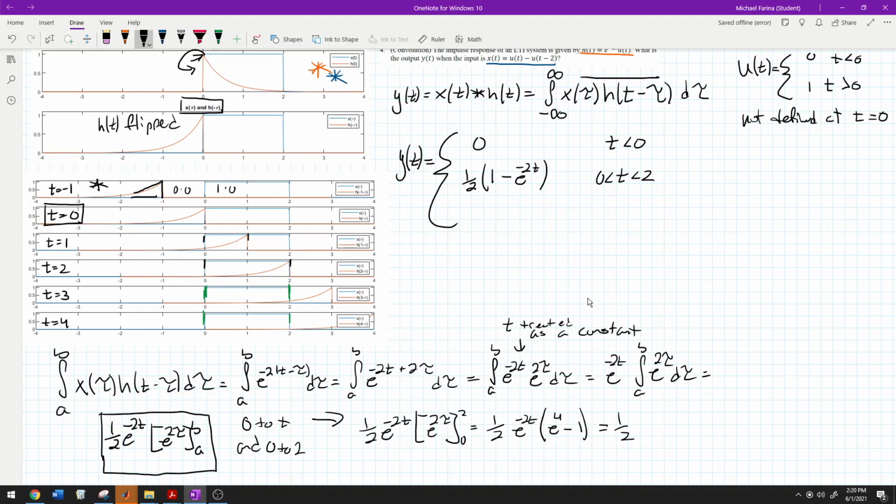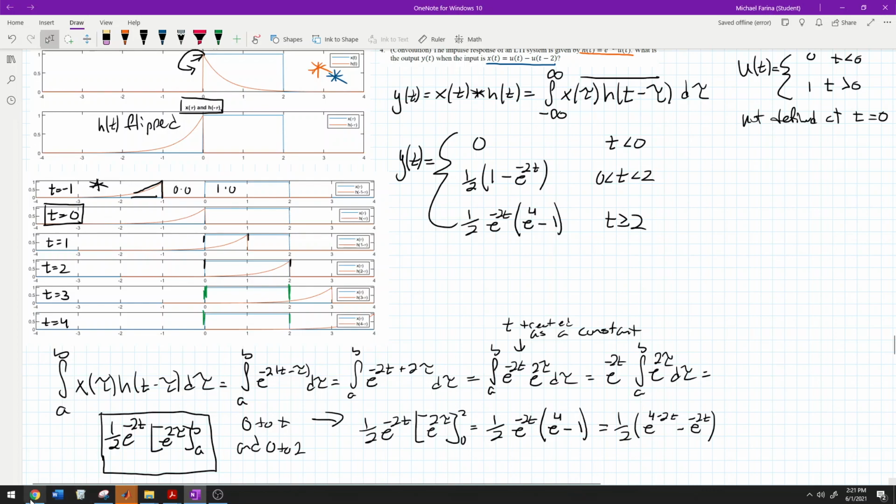Well, I guess it wouldn't be even simplifying it. It would be 1 over 2, e to the 4 minus 2t minus e to the negative 2t, which I think might be uglier. So let's just keep this one right here. I'll put that right there, and then this is for t greater than or equal to 2.